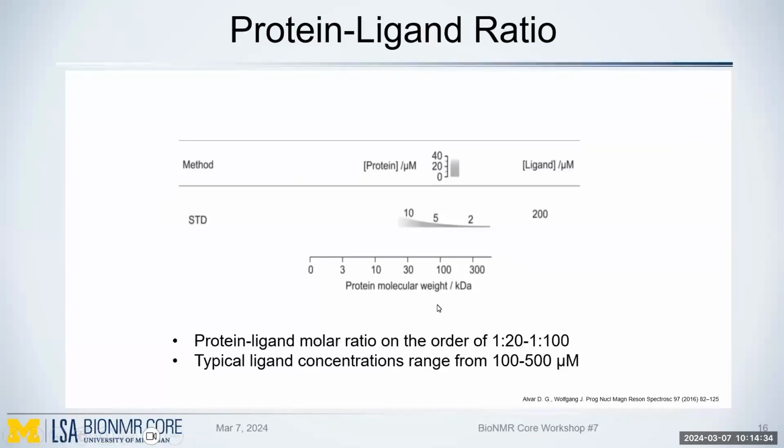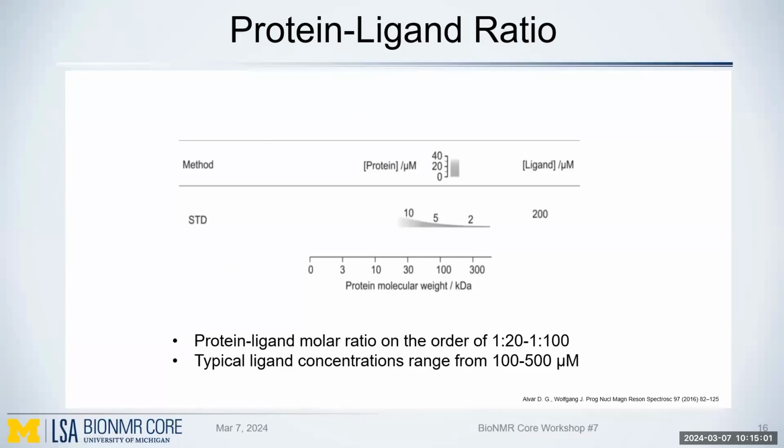So I'm using protein as an example, but actually this applies to all kinds of macromolecules. And the ratio depends on the molecular weight of your macromolecule. If you have a 30 kilodalton macromolecule, then you need about 10 micromolar. And if you have a larger size, like 300 kilodalton, then you just need 2 micromolar of protein in the STD-NMR experiment. The ligand concentration is around 200 micromolar.